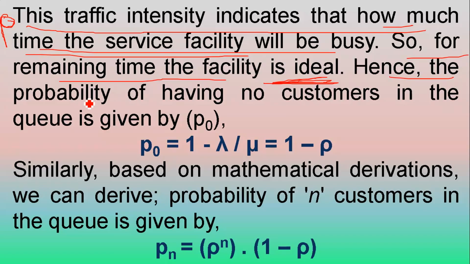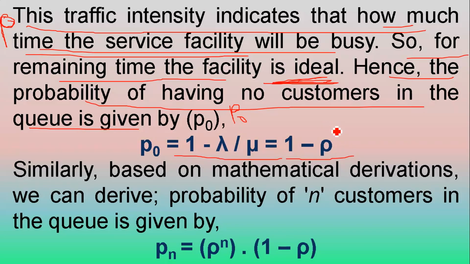Hence the probability of having no customers in the queue is given by P0, right? This is the probability of no customers in the queue, that is P0 is equal to 1 minus lambda by mu, right? That is 1 minus rho. Here I am again explaining. Rho means what? It indicates how much time the service facility will be busy. So if we subtract that rho from 1, then it will indicate the probability of having no customer, right?